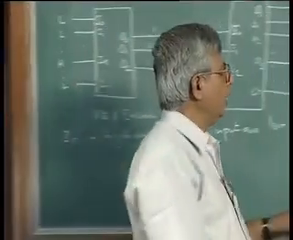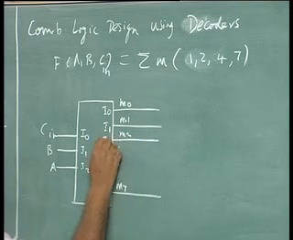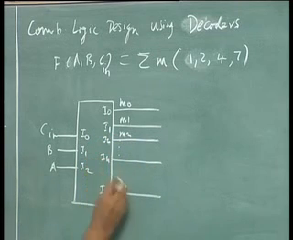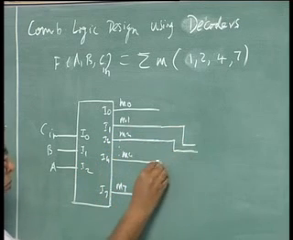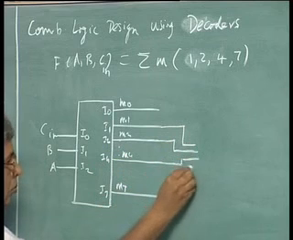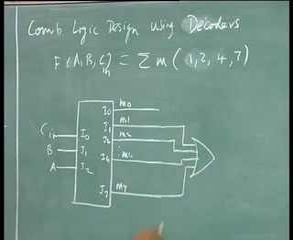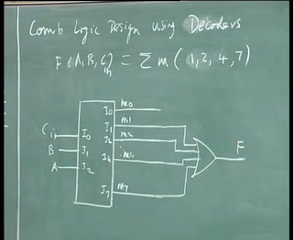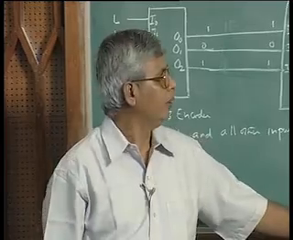Correct? So I take M1, M2, M4, M7, and this is my F, which is the sum of the full adder. This is the simple scheme of realizing a combinational logic using a decoder, a 3 to 8 decoder. This is a 3 to 8.